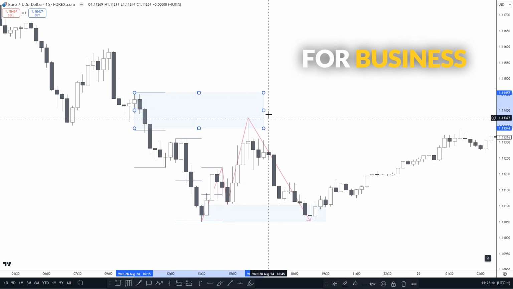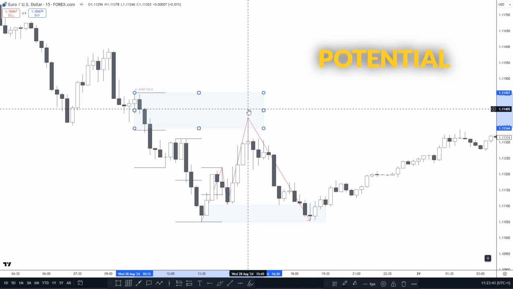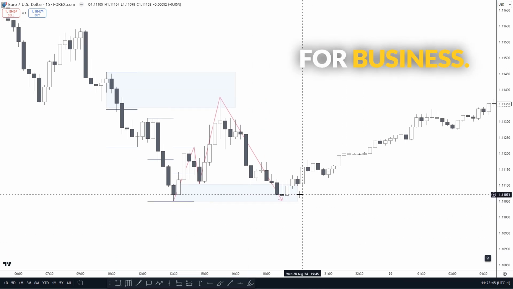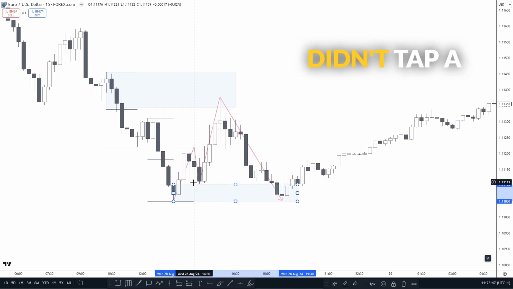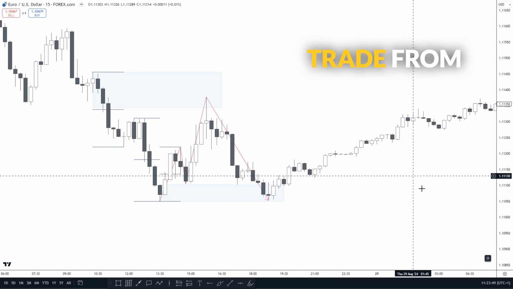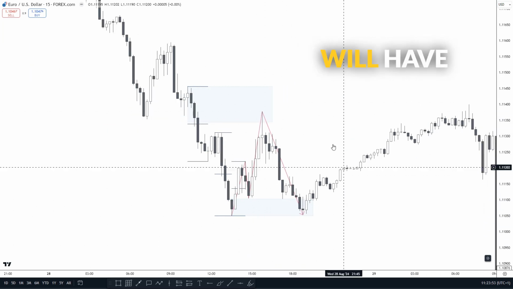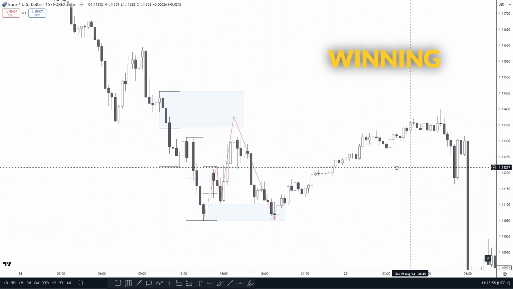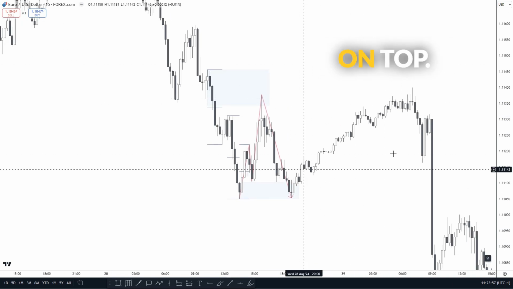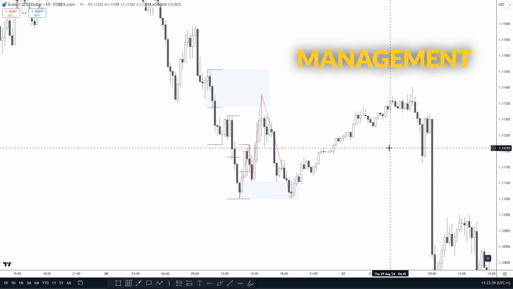This open for business gets tapped into. We get a potential trade from there. This open for business, still open because we didn't tap a valid zone. We get another trade from there. I guarantee you on the 1 minute, at least one of those will have given us a winning trade, and we would come out overall on top. Now, obviously the Phoenix management system and the 1 minute entries are a vital part of this in order to stay profitable and actually make the most of these moves.